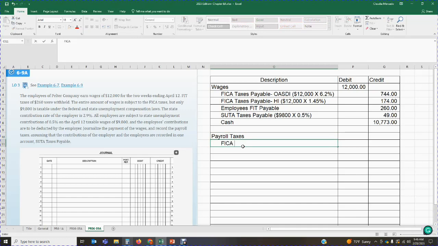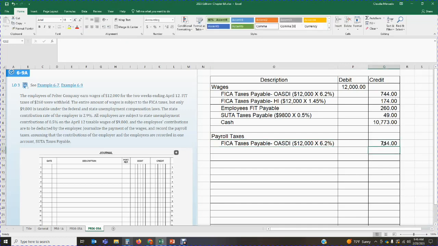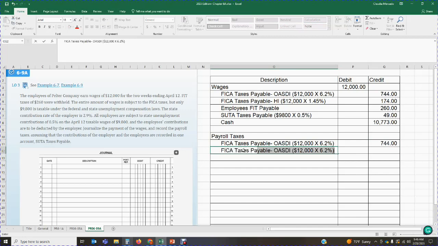So the employer has to pay FICA taxes payable. We're going to put that into our payable for OASDI. And we have the $12,000 times my 6.2%. Remember, for OASDI and the HI, both the employee and the employer have to pay the same amount. So that's going to give me $744. The employer also has to pay FICA taxes, and we're going to put it into the payable for HI. That's going to be $12,000 times my 1.45%, and that's going to give me $174.